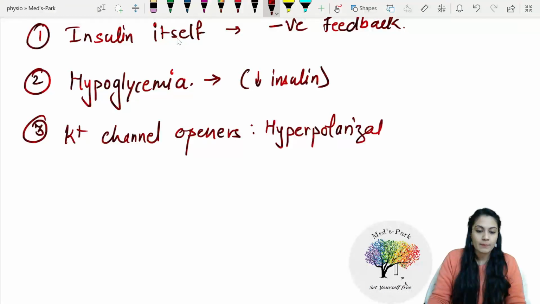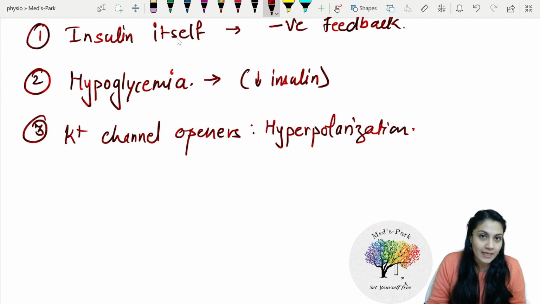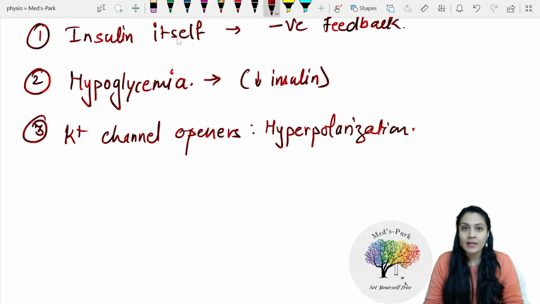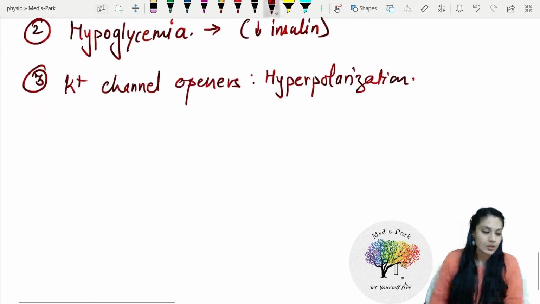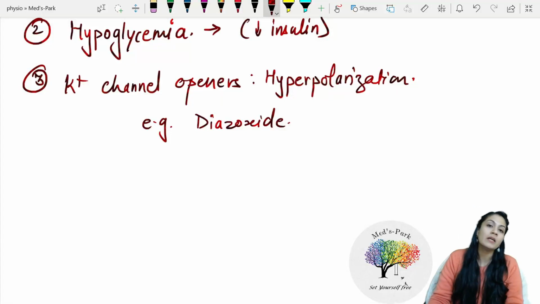hyperpolarization. Remember, the normal polarity of the cell is usually negative. If the polarity of the cell is going more in the negative, even more than the RMP, we call it hyperpolarization, right? And any example of the potassium channel opener? That is nothing but diazoxide.